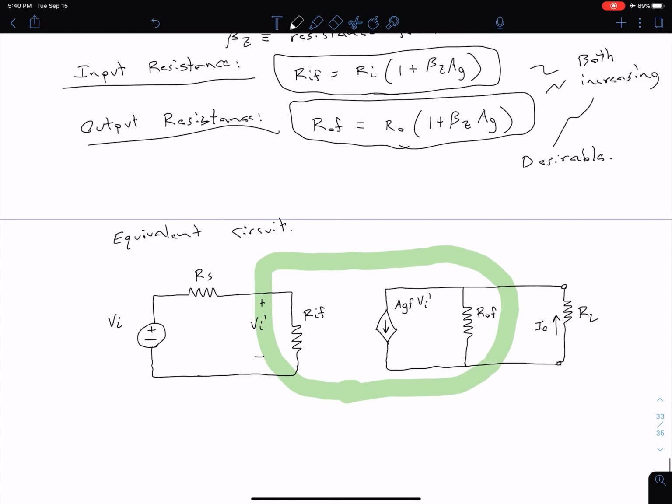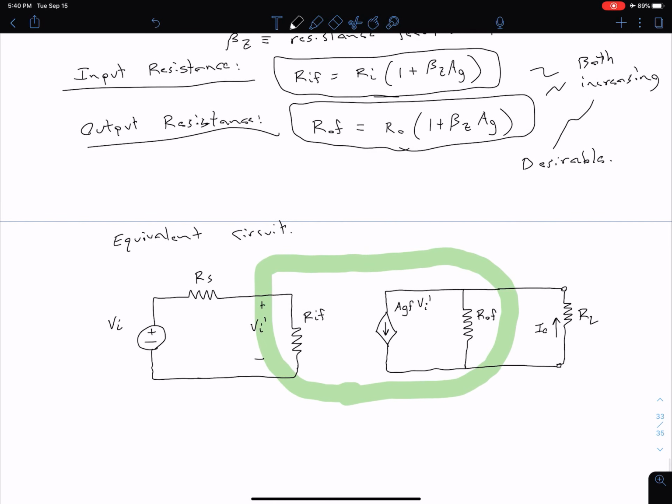So on the input side, we see we have an RIF that is relatively large compared to the input resistance of our open loop amplifier. And so that's desirable because that means that this VI is going to be mostly dropped across RIF. So our input to the amplifier is as close as we can get to the input to the system. So we're not wasting anything on this RS here.